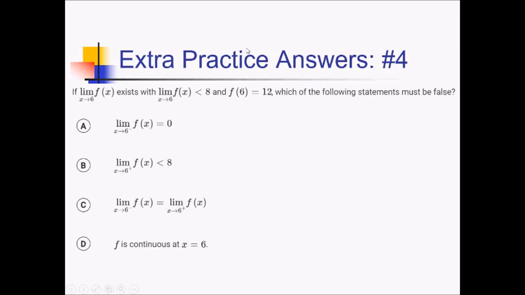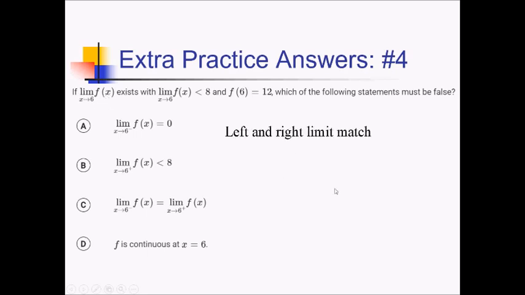On this problem, we're told that the limit as x approaches 6 of a function exists and is less than 8, and that the function itself has a value of 12 at the x value 6. So which of these statements must be false based off of that information? All right, well, one key thing here is that this limit exists. So what does that tell us? It tells us that the left side limit and the right side limit at x equals 6 are going to have to be the same thing.